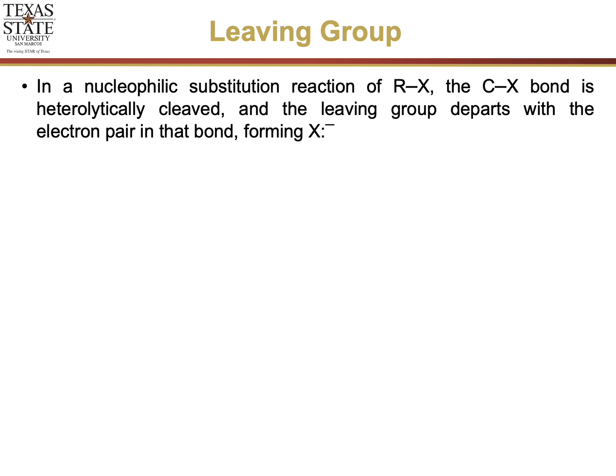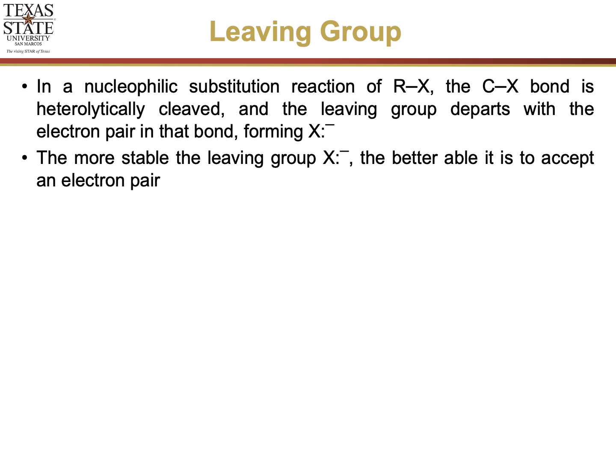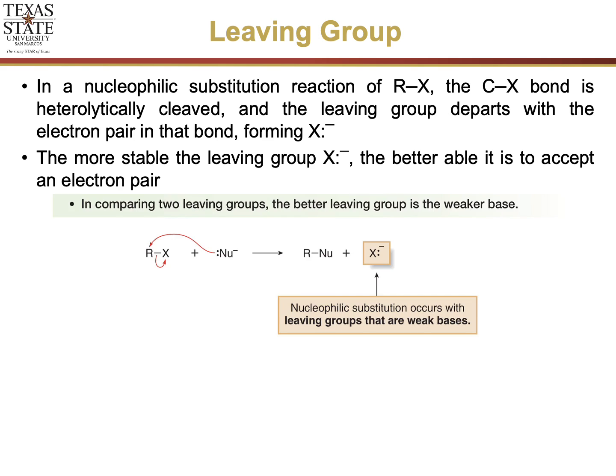Let's talk a little bit about the leaving groups. In a nucleophilic substitution reaction, the bond between the carbon and the leaving group has to be cleaved heterolytically, meaning that the electrons between the carbon and the leaving group leave with the leaving group, forming an anion or a neutral molecule. The more stable that leaving group is, the better able it is to accept that electron pair. So if it's leaving as a stable anion or as a neutral molecule, it makes it a better leaving group.